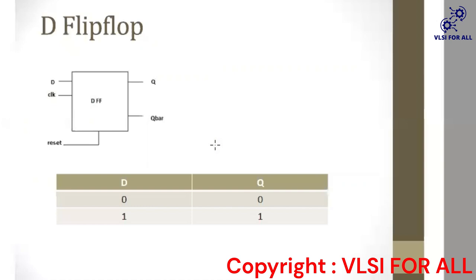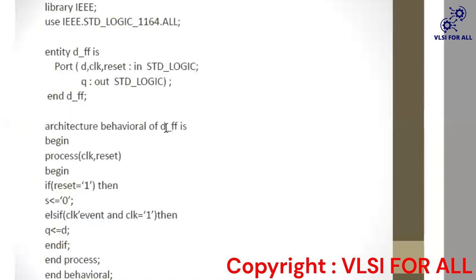Okay, now we take one example of a sequential circuit: the D flip-flop. As we know, in a D flip-flop, when D is 0, then Q is 0, and when D is 1, Q is 1. Simply, when the clock arrives, Q becomes equal to D. And when reset is high, Q becomes 0. We know this, so let's try to write the code of the D flip-flop.